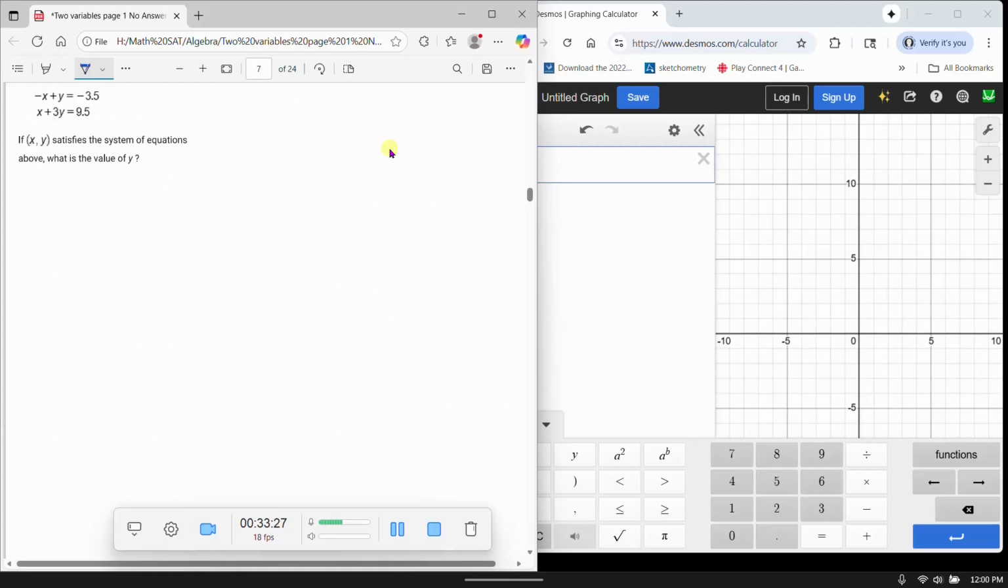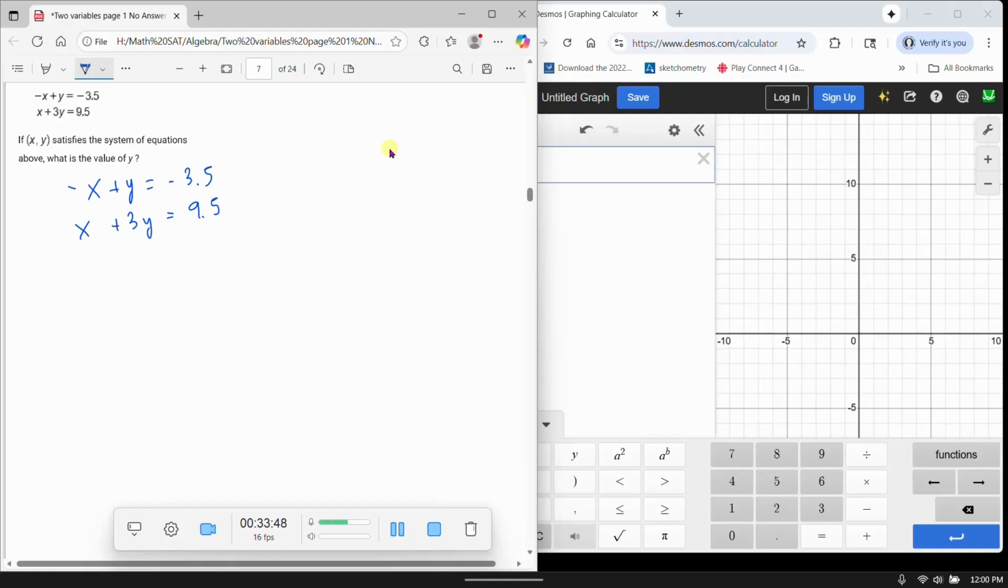Next question. We have a system of equations. They ask you to find the value of y. First, let's do it by hand. So I have negative x plus y equals negative 3.5. And on the bottom, I have x plus 3y equals 9.5.